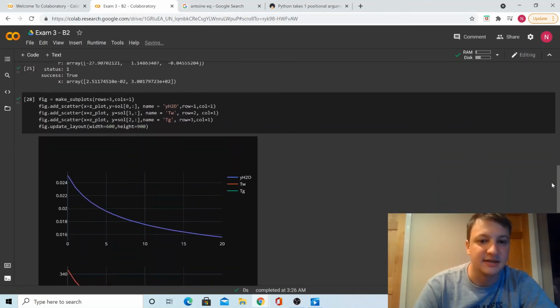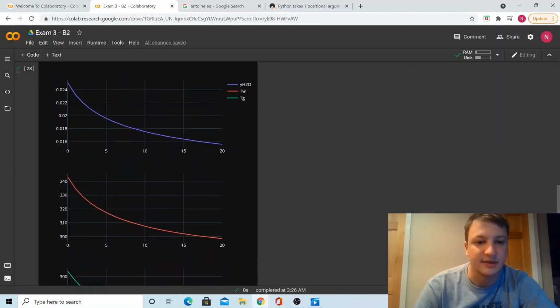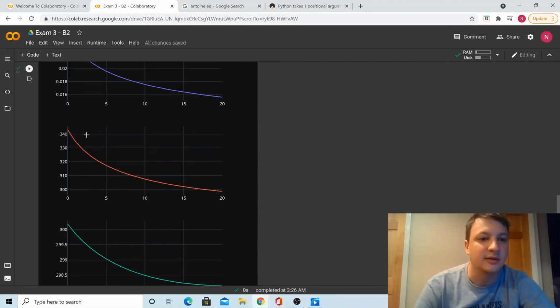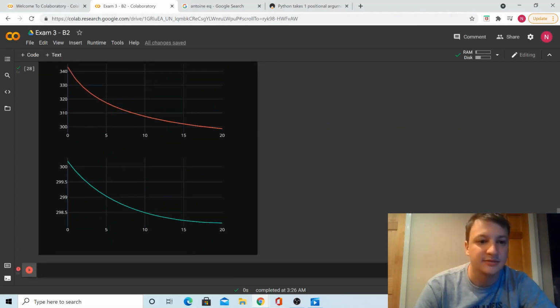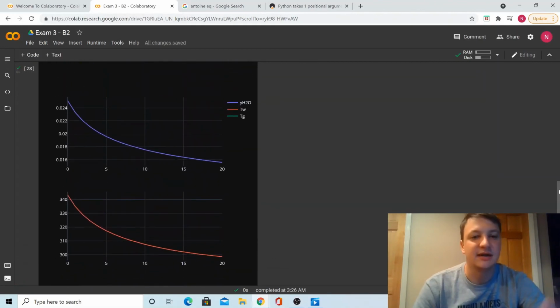We can see the mole fraction graph going from 0.25 to around 0.16, and then our temperature of water from about 340 to 300, and our temperature of gas a little over 300 down to 298, a little above that. You can see how all of them slowly decrease over time within the cooling tower.